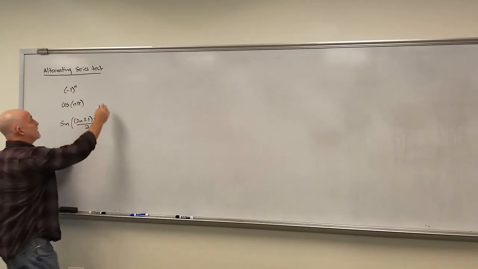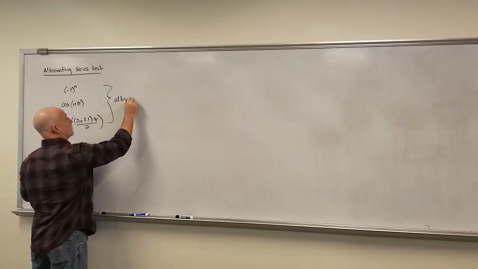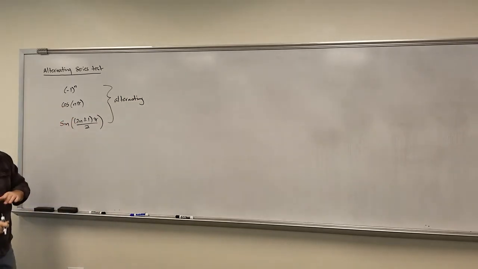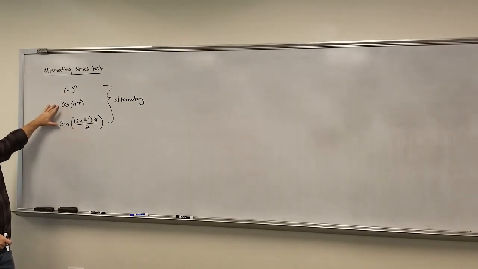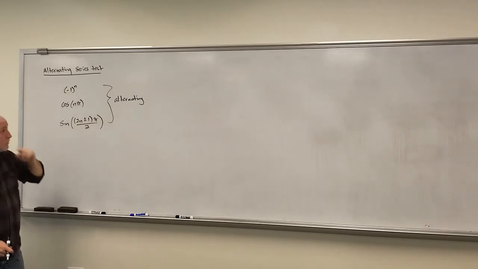So all three of these are alternating. Now, of course, the one that we're going to see the most is (-1)^n, but it can be replaced with either one of those. So if you see these, it's the exact same thing as our (-1)^n.